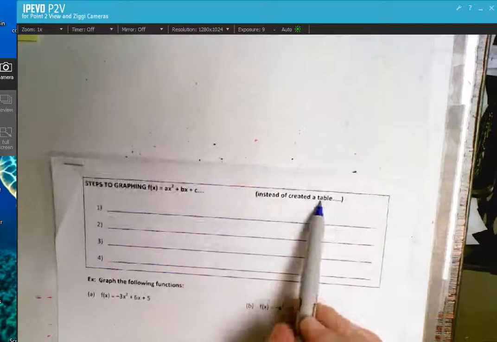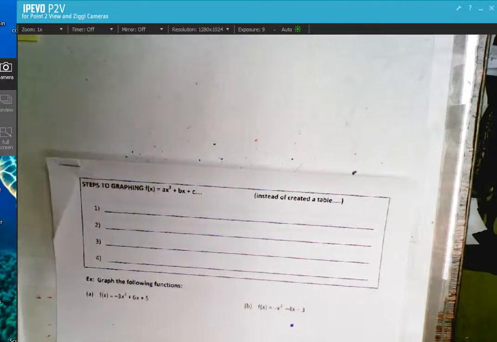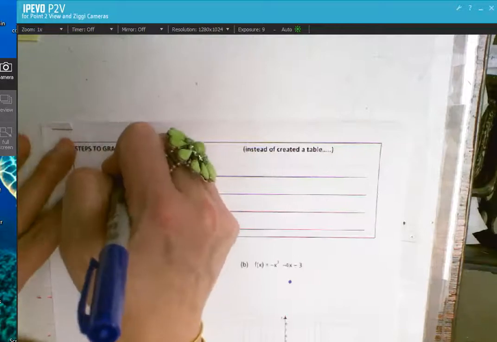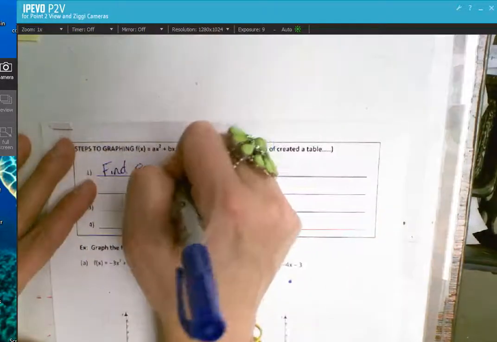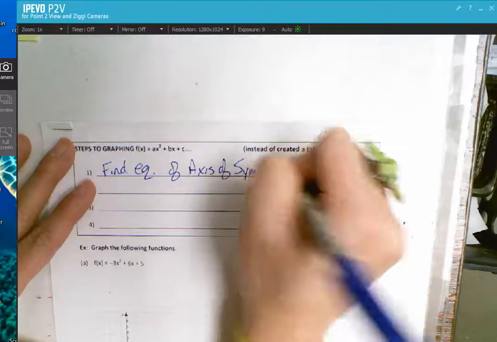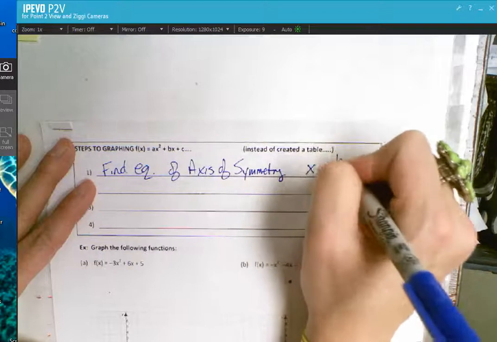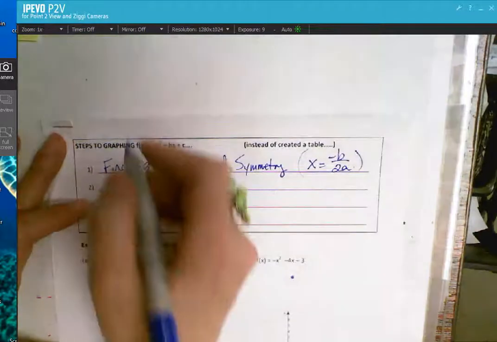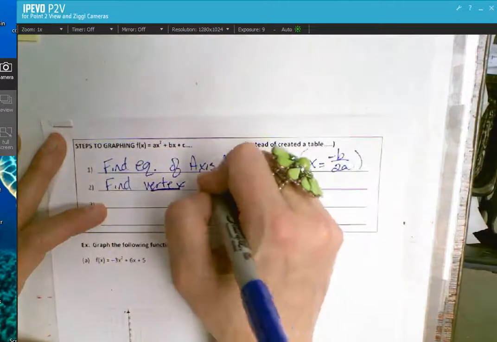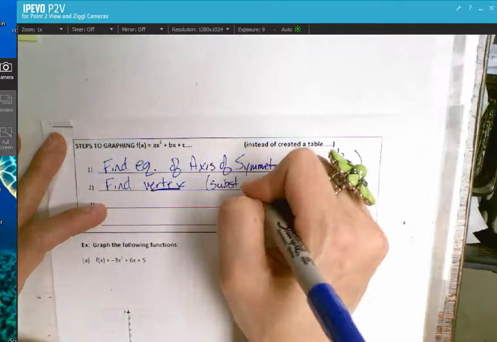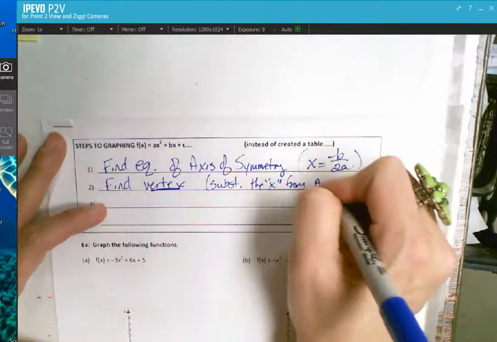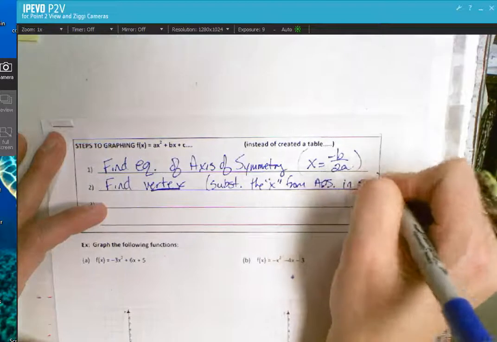Alright, let's quickly jot down what the steps were that we just did. Instead of using a table, we can graph quadratic functions a lot easier without the table. We need to find the equation of the axis of symmetry. We do that with x equals negative b over 2a. We need to then find the vertex by substituting the x from your axis of symmetry into your equation.